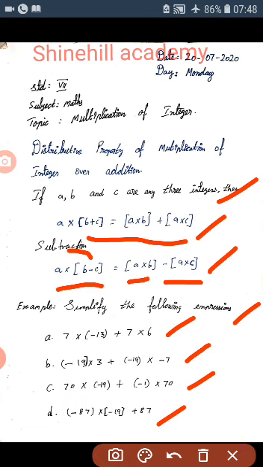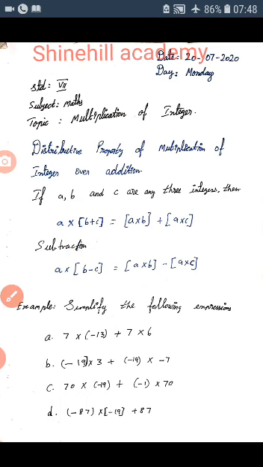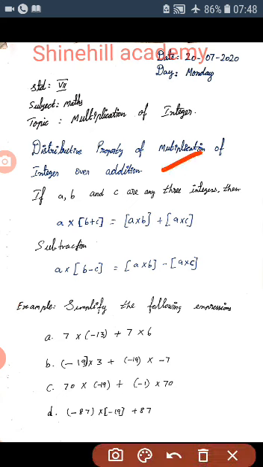Now solve these 4 questions. You know the property: today we saw the distributive property of multiplication of integers over addition, and next, over subtraction. Now let us go to the sums.